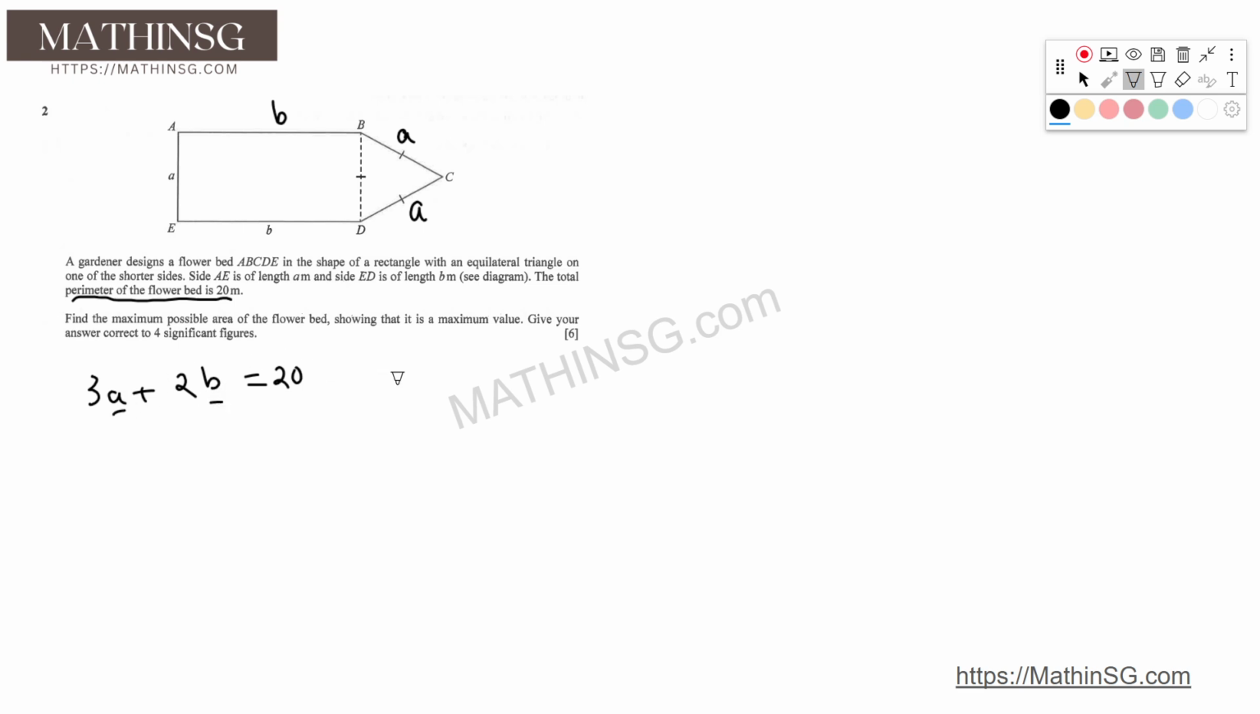And when we do maximum minimum type of questions, you try to form an equation with just one variable. I'll talk more about what I meant later. So maybe I will make one of them the subject here because I know that later I need to get rid of one of them. So I'll make b the subject, for example.